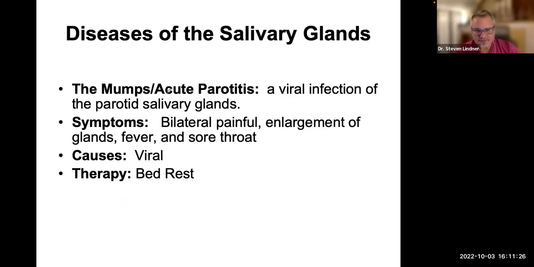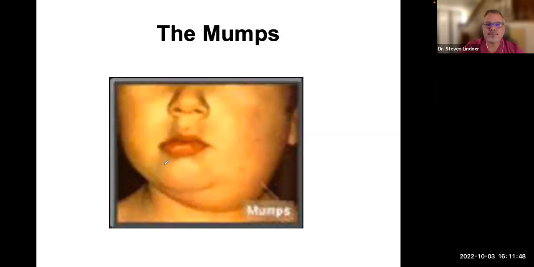Mumps. That's acute parotid gland inflammation, parotitis, and it's typically caused by a viral infection of the parotid gland. It's typically bilaterally painful enlargement, typically seen with fever and a sore throat. And again, it's caused by a virus. This is what mumps looks like.